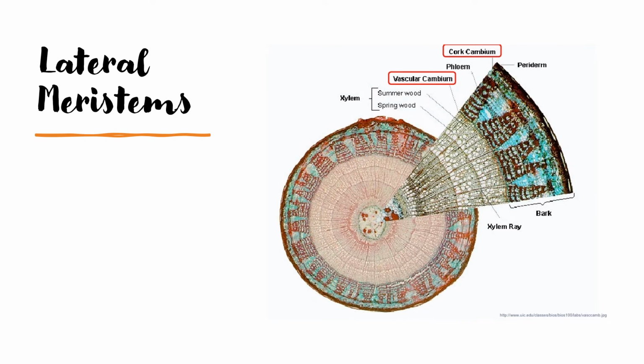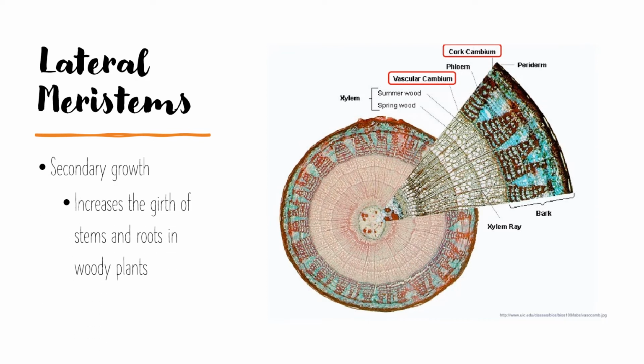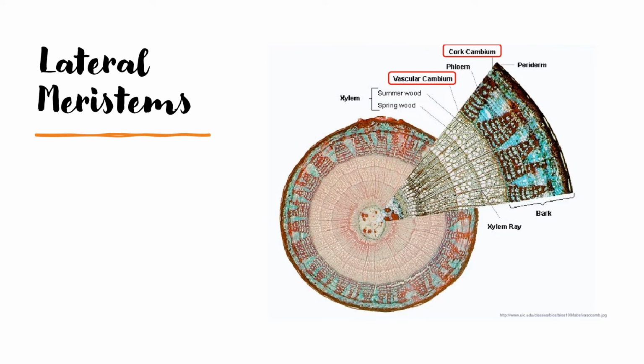Next, we have lateral meristems. In many habitats, plants compete for sunlight. The tallest plants reach the most light. So selection for height has been a powerful force in the evolutionary history of plants. But primary tissue is not strong enough to support a very tall plant. The increasing competition for light therefore selected for additional support in the form of secondary growth, which increases the girth of stems and roots in woody plants.